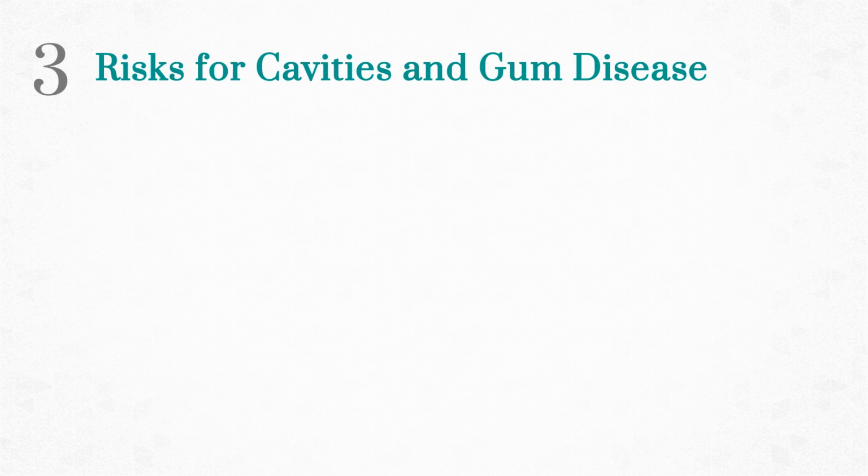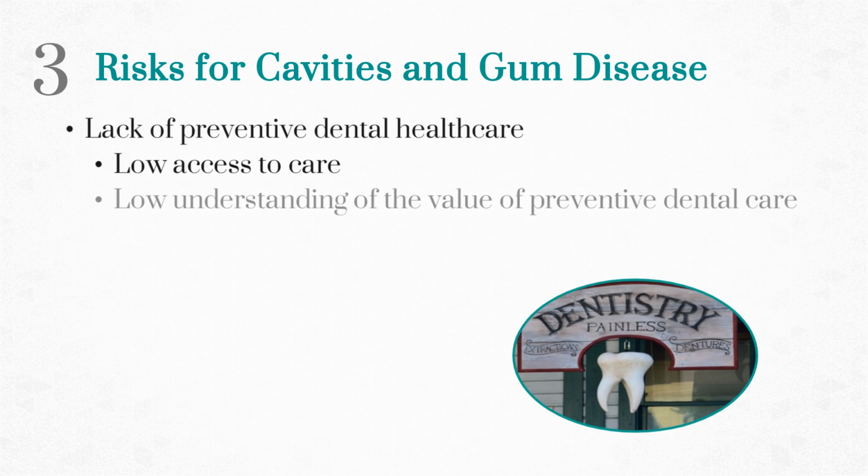You've now learned about two common oral health problems: cavities and gum disease. What puts people at risk for these preventable diseases? There are a few important risks for you to keep in mind. One risk is lack of regular dental care. Remember, dental appointments are when dental professionals can remove the bacteria-filled plaque from your teeth with special tools, which toothbrushing often can't do alone.